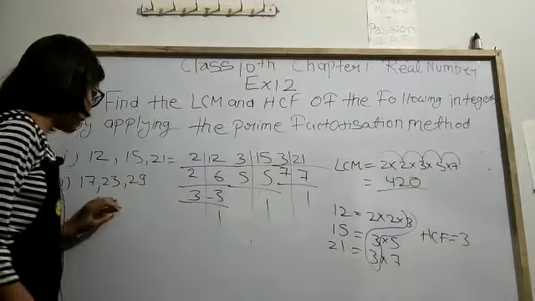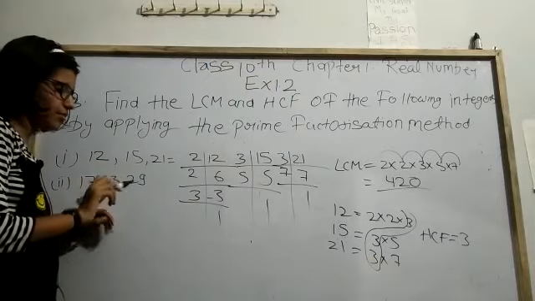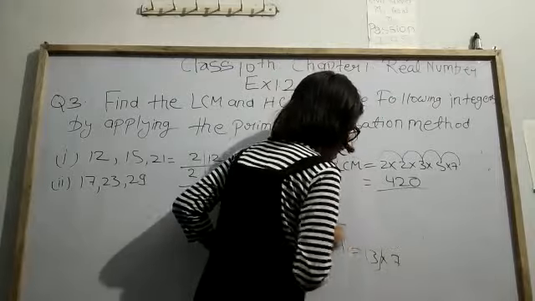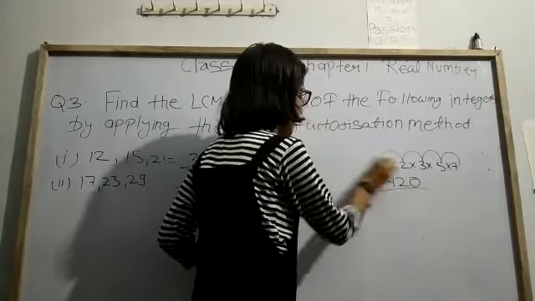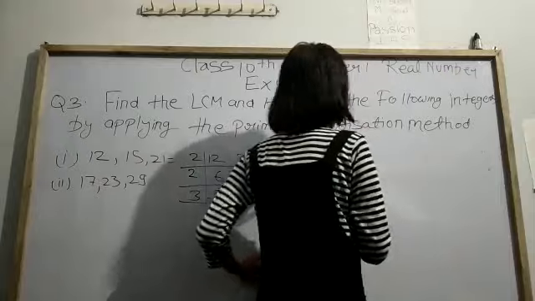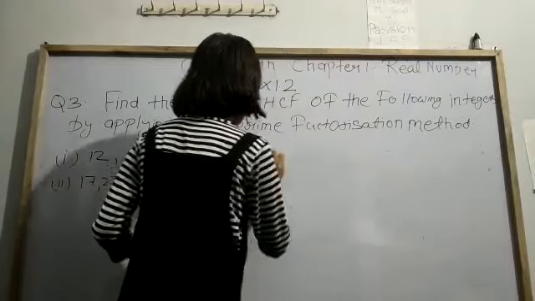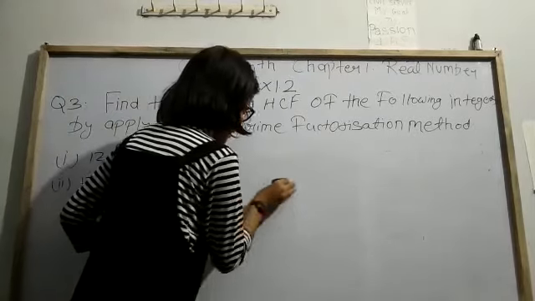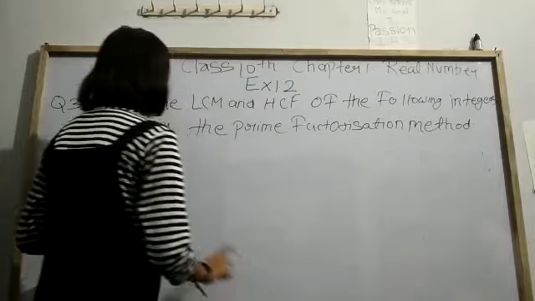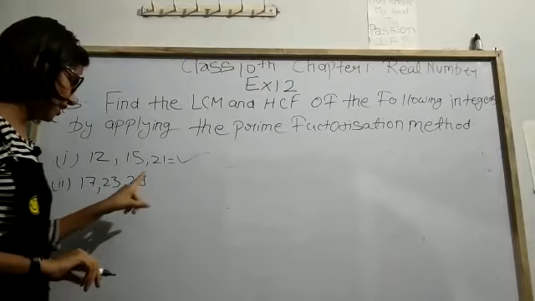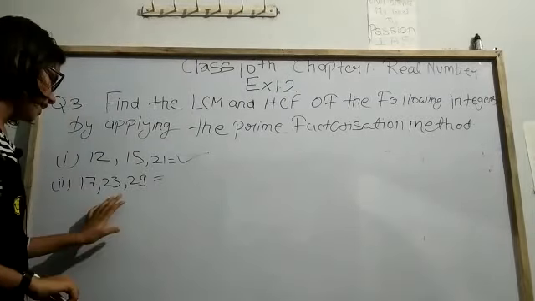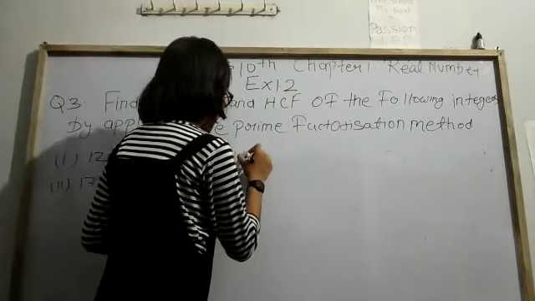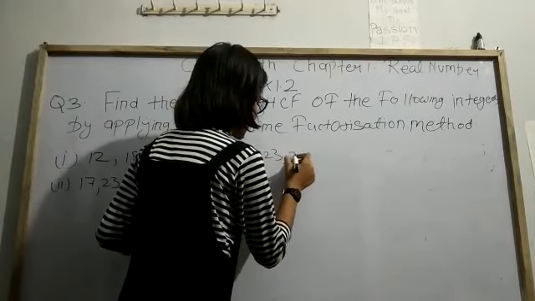Now let us move to the next question. That is 17, 23 and 29. For solving the next question, I have to rub this out. So let me rub it. Fun is coming to solve this question, of course. Now this first question is done. Now let us move to the second question. 17, 23 and 29. First of all we'll find the LCM of 17, 23 and 29.